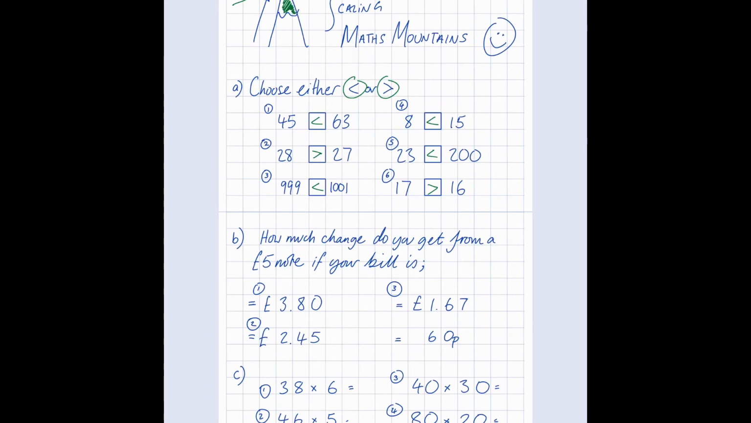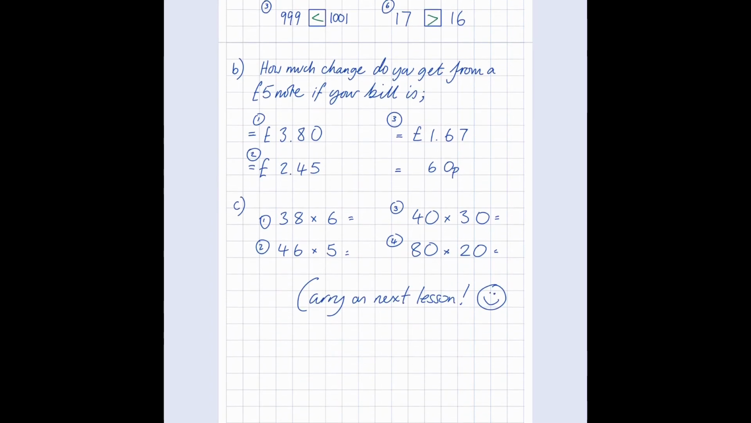For the next ones, we've got how much change do you get from a £5 note. So in my head, I'm going to count up. For the first one, you would get £1.20 change. For number 2, you would get £2.55 change. For 3, you would get £3.33 change. And for the last one, you would get £4.40. So in my head, I was just counting on up to £5 for each one.